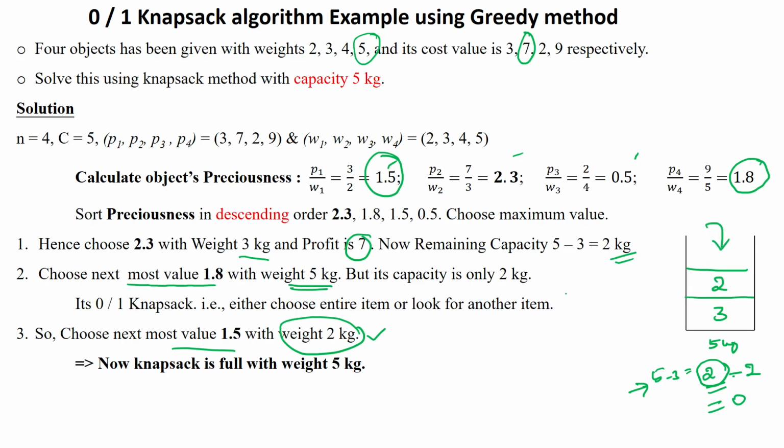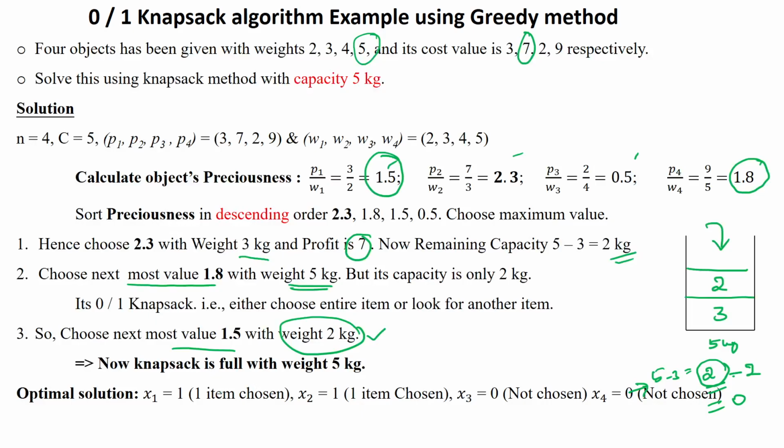Once the knapsack is full, we have to check what profit we have earned. Look at that: the first item is selected, so we mark that as 1. The second item is also selected, so that is also 1. The third item is not selected, so we mark it as 0. The fourth item is not selected, so we mark it as 0.